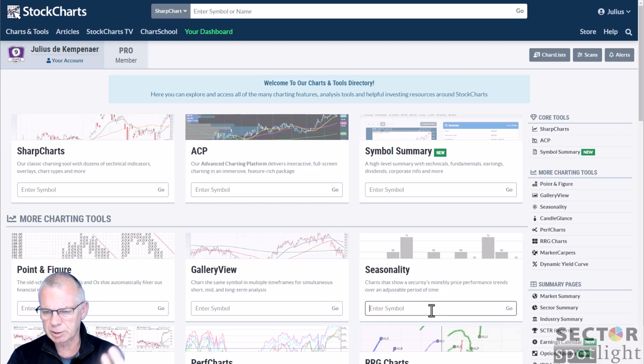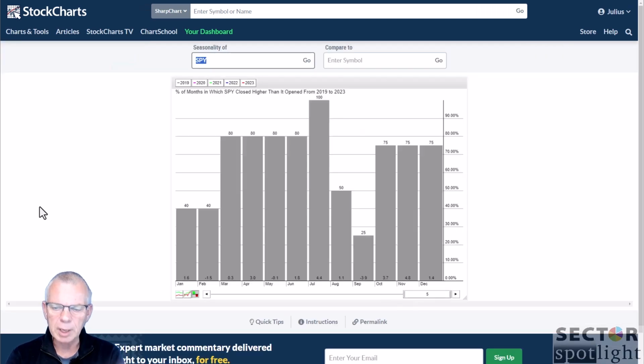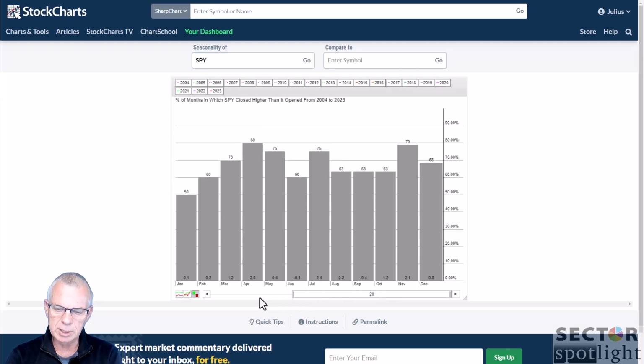If you go here and type in SPY and then go, it'll load up. This is the default. It will give you 5 years' worth of data, and it will show you the percentage of months in which SPY closed higher than it opened over this particular period. Now, I like longer-term analysis, so I like as much data as I can get, and on StockCharts that's 20 years. So if I draw this slider back, it gives me 20 years of data.